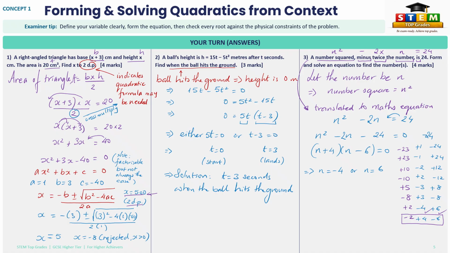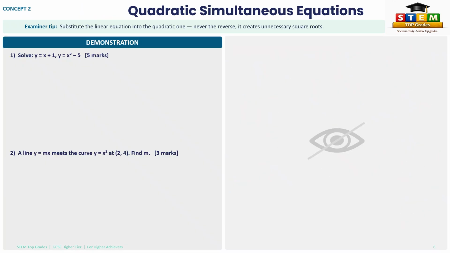Okay, right. So now let's move on to the next concept. Concept number 2, quadratic simultaneous equations. Here's your examiner tip: substitute the linear equation into the quadratic one, never the reverse. It creates unnecessary square roots. Okay, so let's get on with the first question.